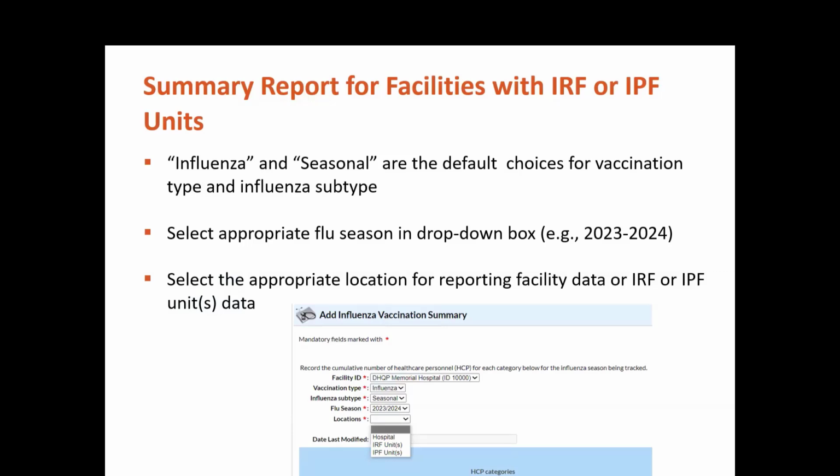The user should select the appropriate location from the drop-down box. For example, to report data for the long-term acute care hospital, you would select hospital. To report data for an inpatient rehabilitation unit that is part of your hospital, you would select IRF unit. Please note that to report data for both hospital units and IRF, a summary report should be submitted for each.